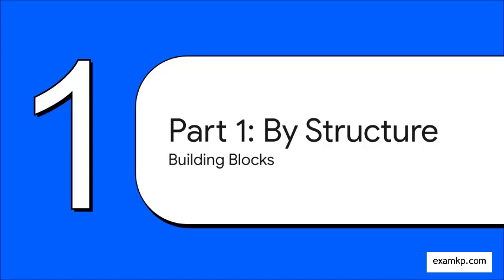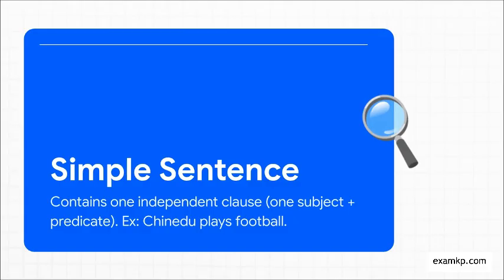First up, let's talk about structure. Now, when we say structure, what we are really talking about are clauses, the building blocks of sentences, and the special words, the conjunctions that connect them. There are 4 types you need to know here. The first and most basic is the simple sentence. It's just got one independent clause, which means it has one subject and one predicate. It expresses one complete thought.